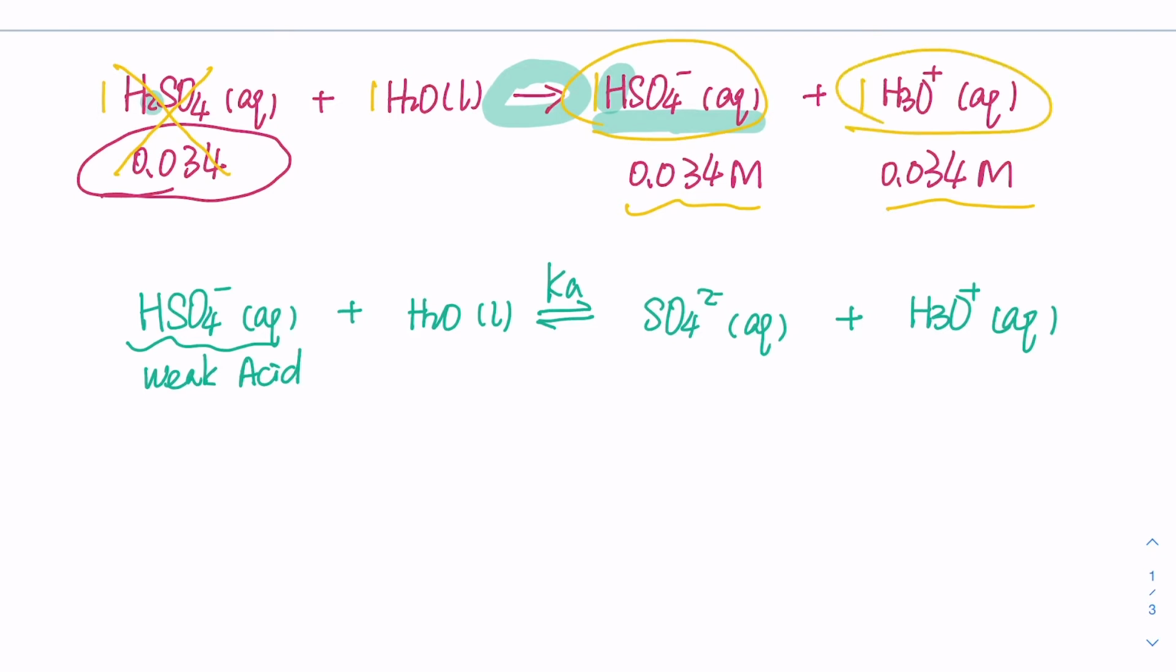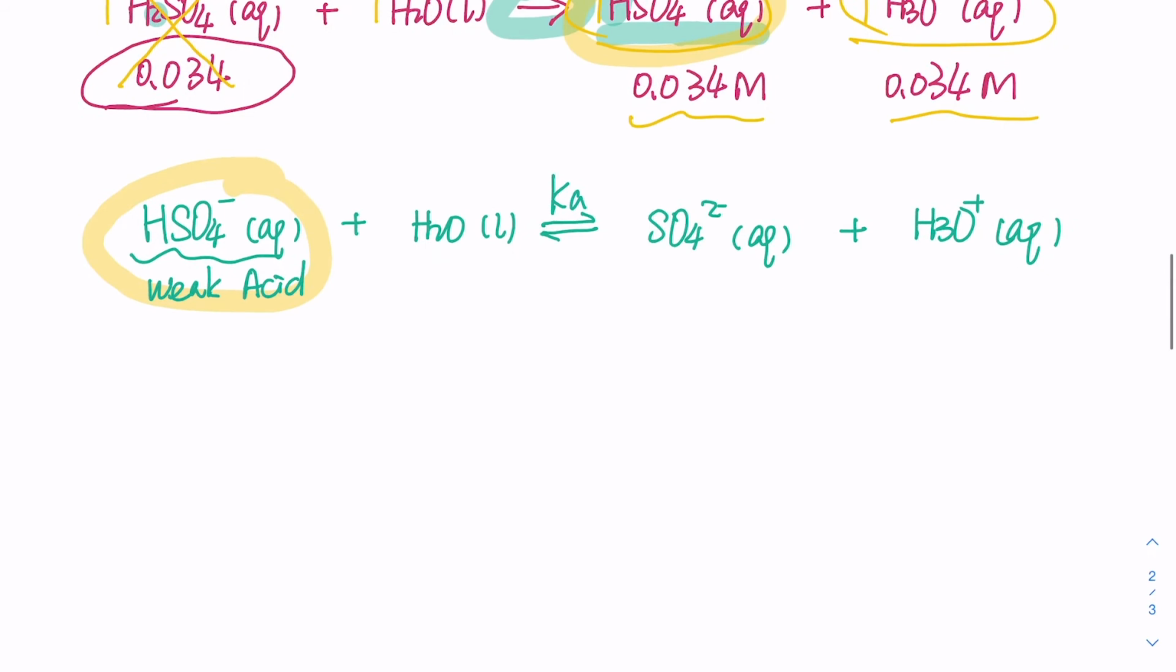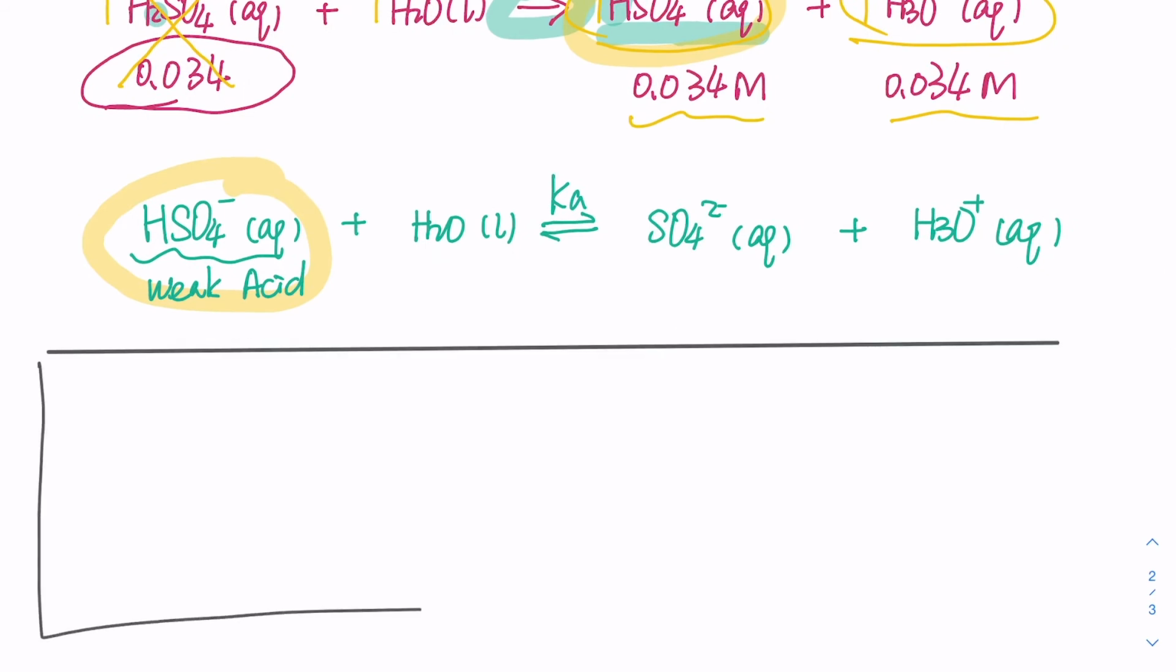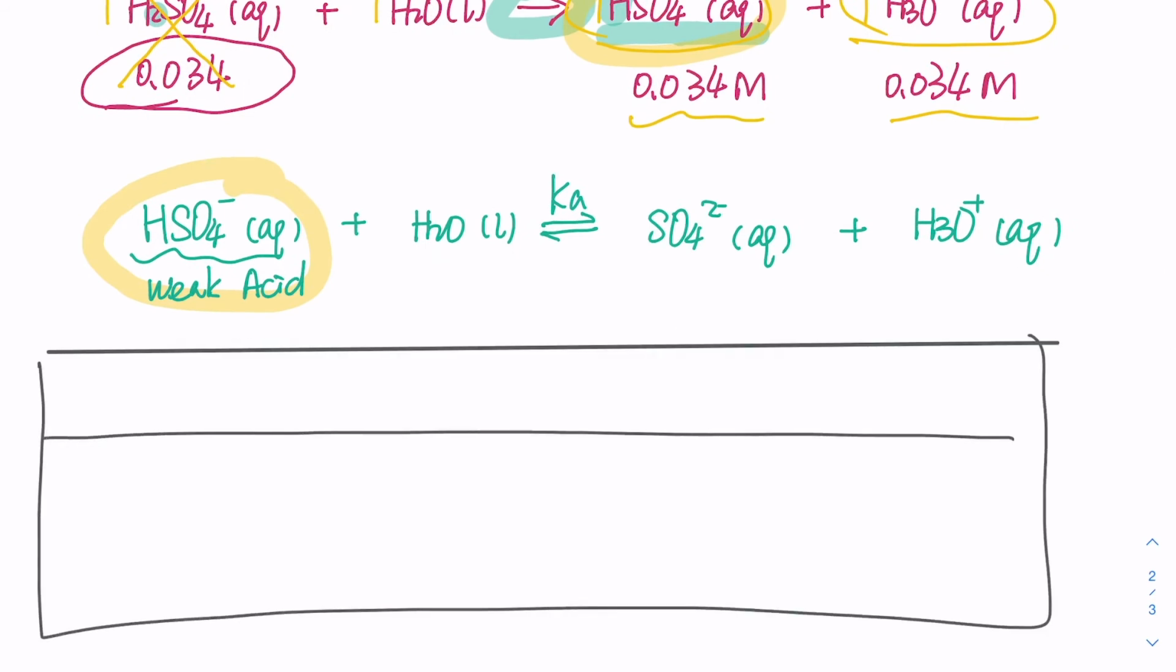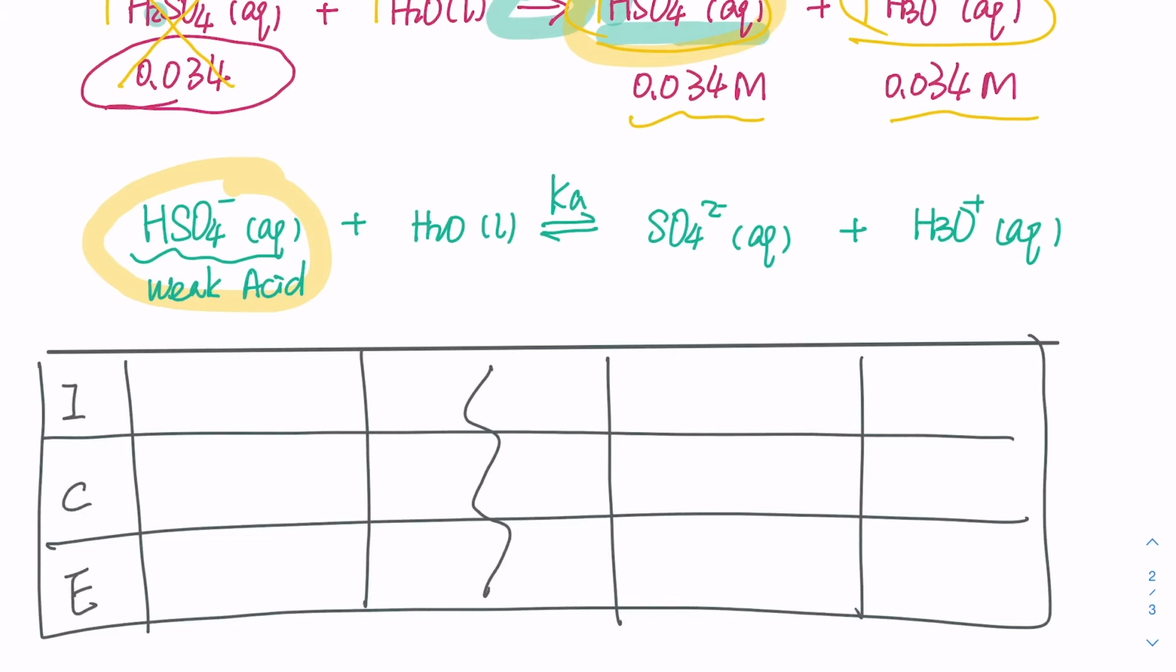The HSO4 minus is going to continue with the following equation. You go, this is a weak acid, and now I have to set up an ICE table. That's what this is about. So I'm going to set up the ICE table. Water, we don't need to worry about. This number will go into the ICE table, so it's over here.